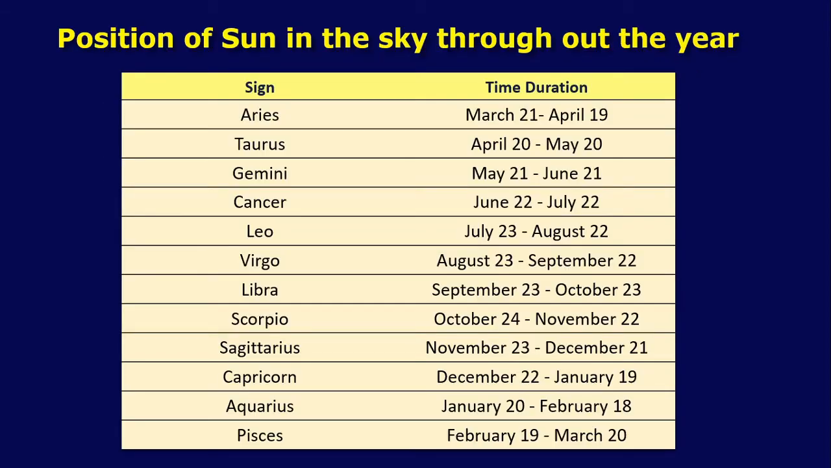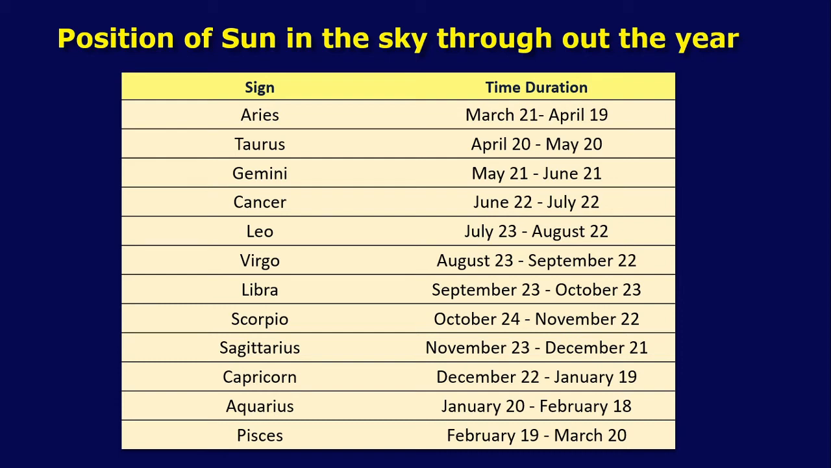For that, this table or chart is the true position of the sun in the sky throughout the year. This is the true position. Remember it. The sun is in Aries sign every year between 21st March and 19th April. Similarly, all other Rashis are given: in Taurus it will be April 20 to May 20, Gemini May 21 to June 21, and so on.